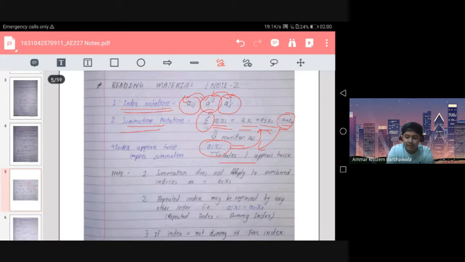And here the index i appears twice, so any index which appears twice implies that you have to sum over that index.